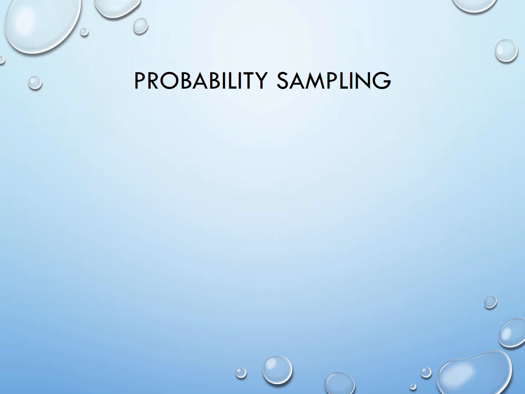Probability sampling is a method of sampling that enables the researcher to specify for each case in the population the probability of its inclusion in the sample. And we will be talking about 3 different probability sampling methods. The first one is the simple random sample.